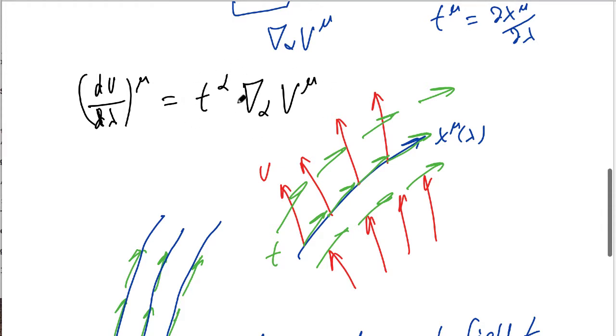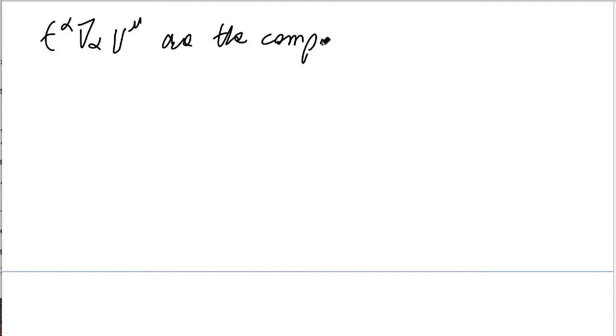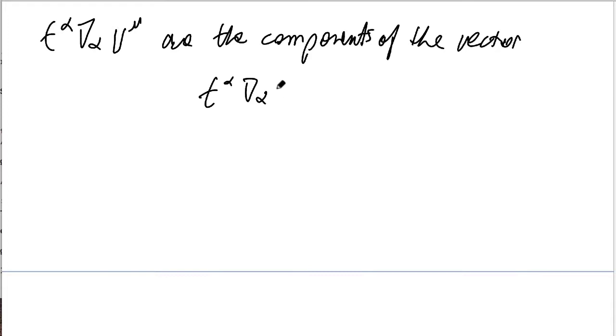All right, so we can read this expression more generally as a vector field defined everywhere on space or space-time, T alpha, del alpha, acting on a vector field that's defined everywhere in space or space-time. So T alpha, del alpha, v mu are the components of the vector, which we can write in terms of a coordinate basis as T alpha, del alpha, v mu, d by dx mu.